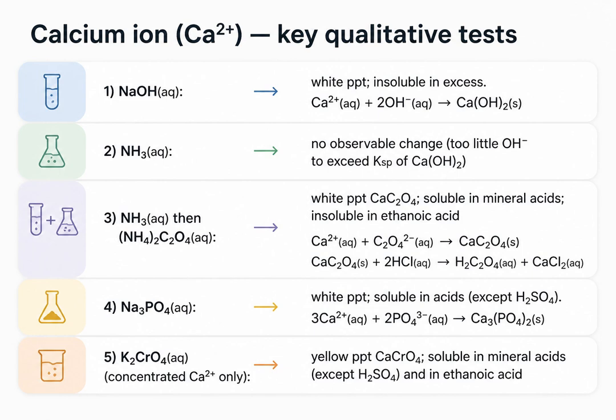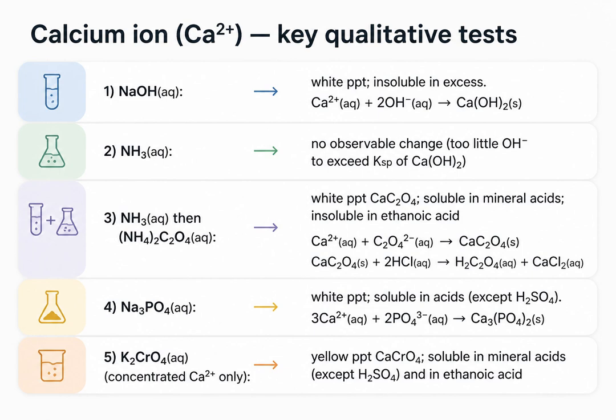For confirmation, calcium oxalate is a key test. After adding ammonia, ammonium oxalate produces a white precipitate of CaC2O4. It dissolves in strong mineral acids like hydrochloric or nitric acid, but it does not dissolve in ethanoic acid. This solubility behavior helps distinguish ions.